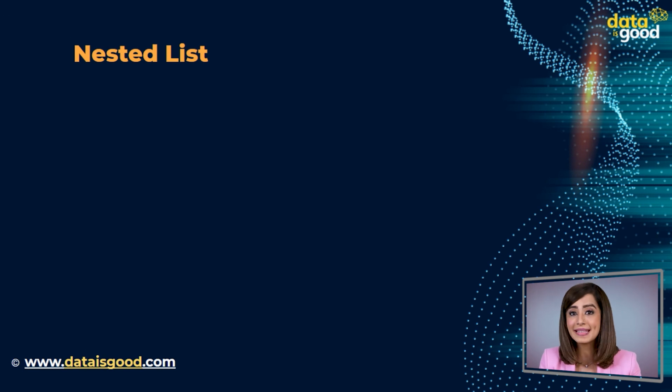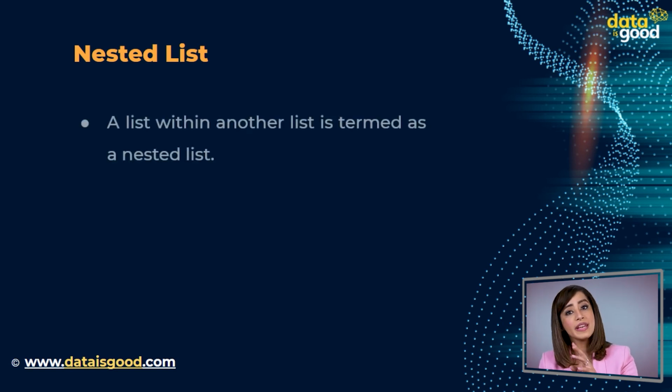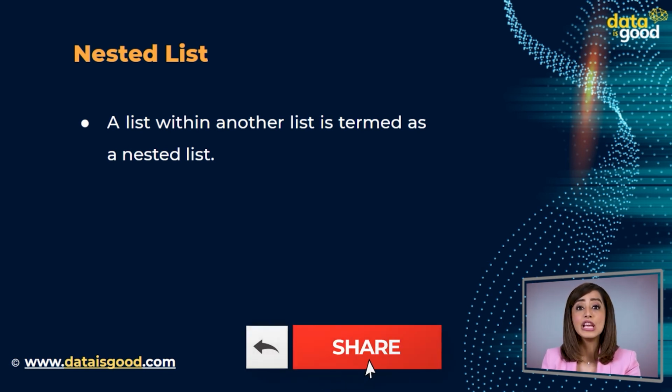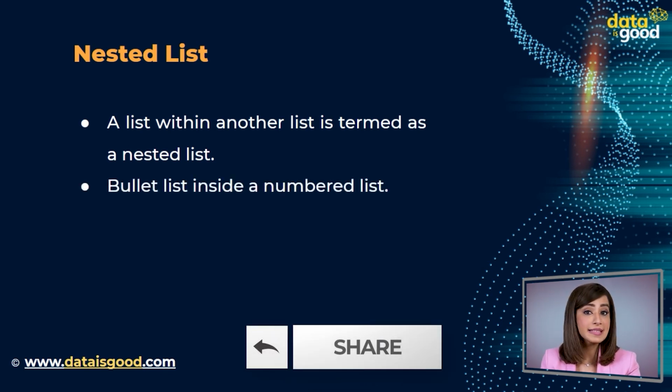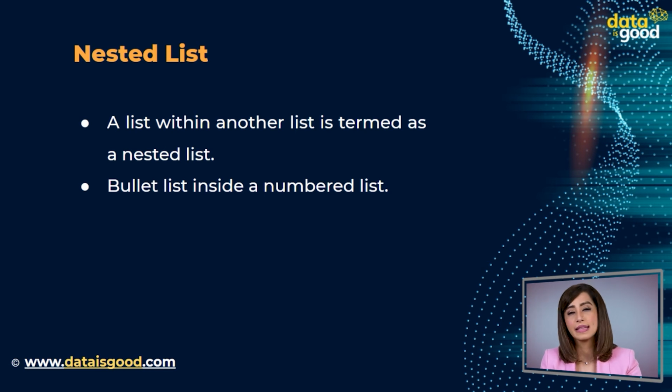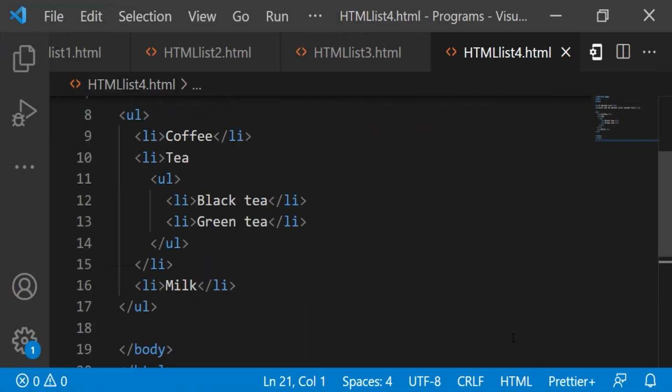Now we can nest a list inside another list. Let's see how we can do that. HTML nested list. A list within another list is termed a nested list. If you want a bullet list inside a numbered list, then such a type of list will be called a nested list. Now here's an example.